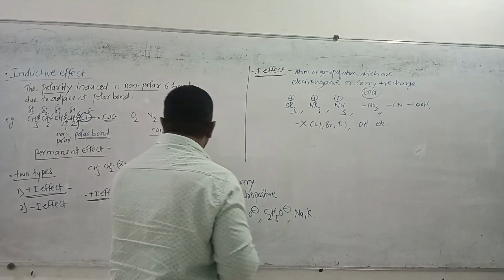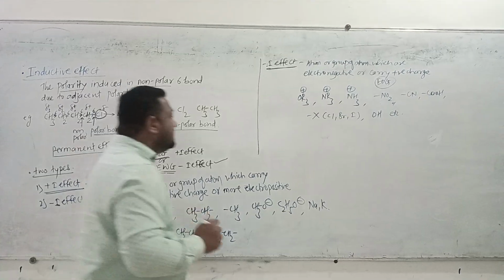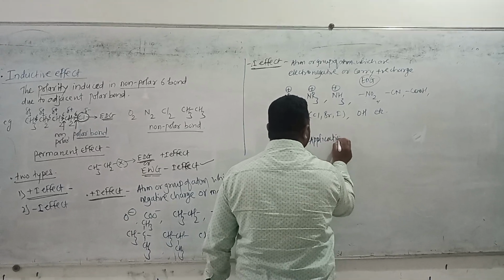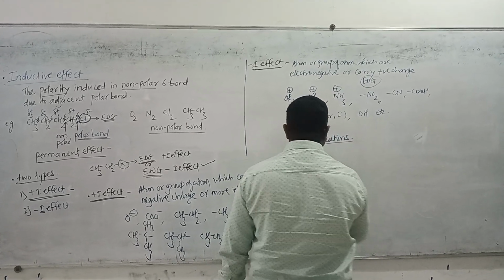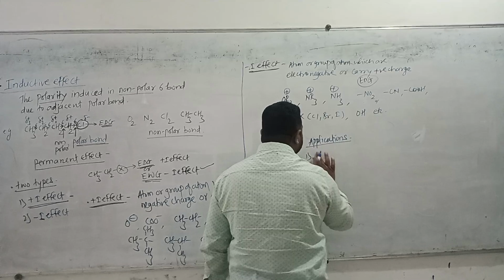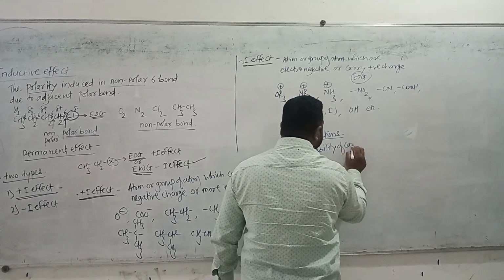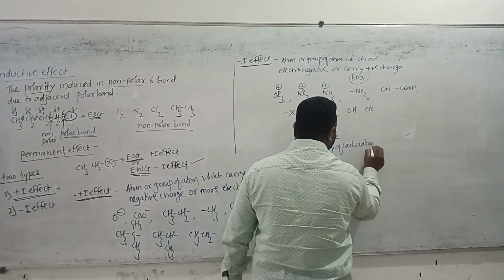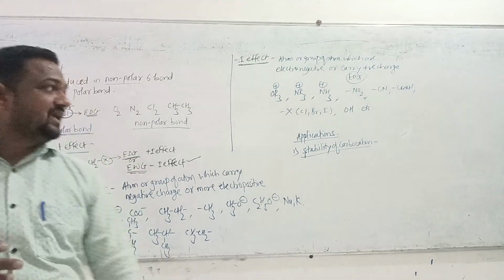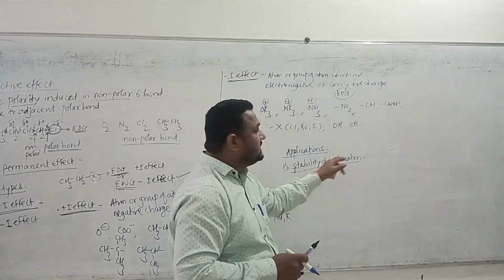Then we have to see the applications of this inductive effect. First application, stability of carbocation. You know that carbocation means carbon which carries positive charge and is electron deficient, having 6 electrons in its valence shell.